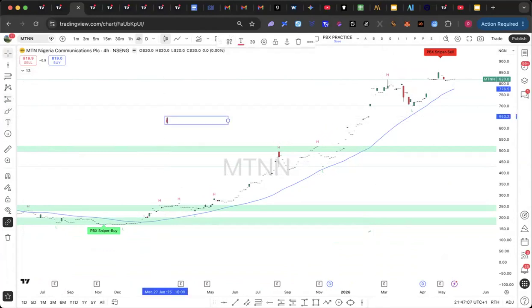Then we have what we call internal economy of scale and internal diseconomy of scale. So we have internal economy and diseconomy of scale, and we have external economy and diseconomy of scale.